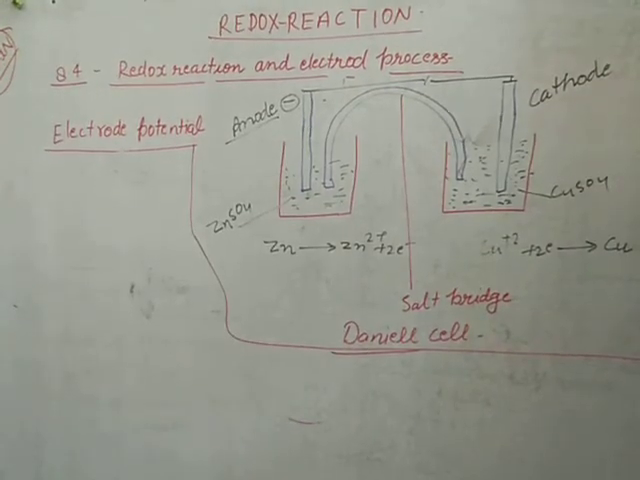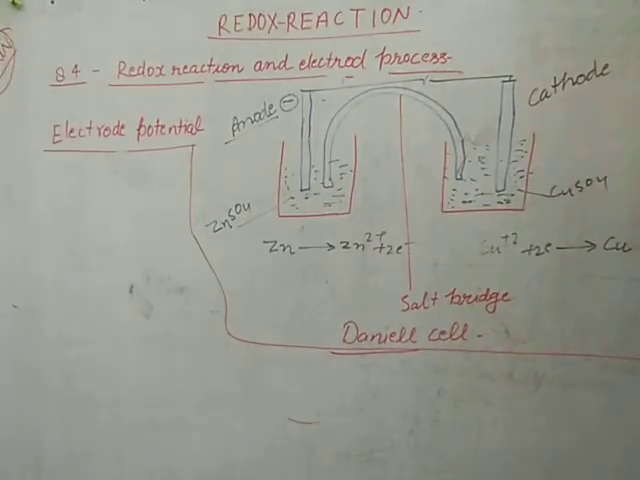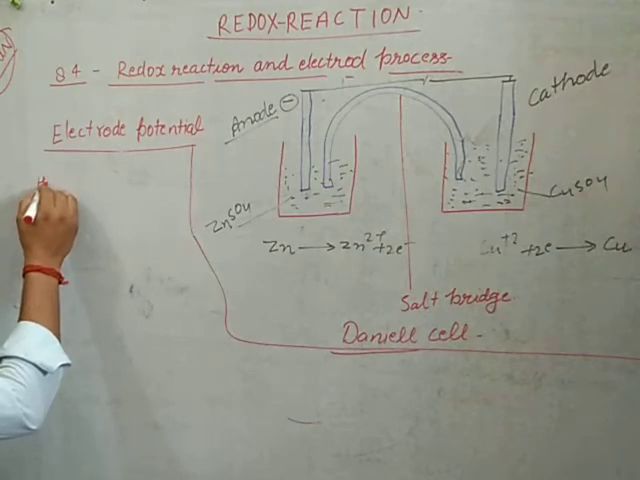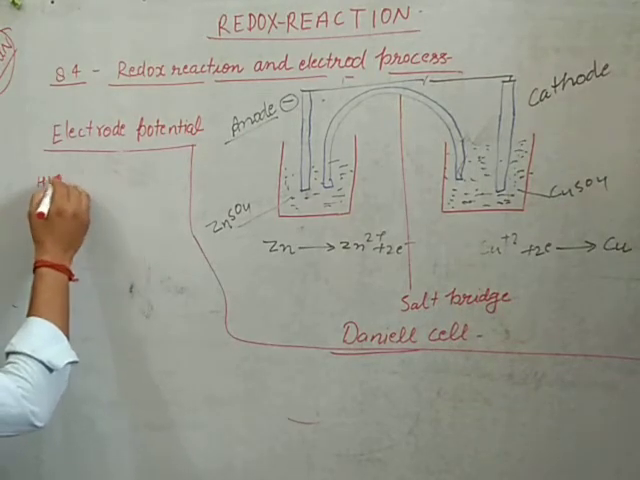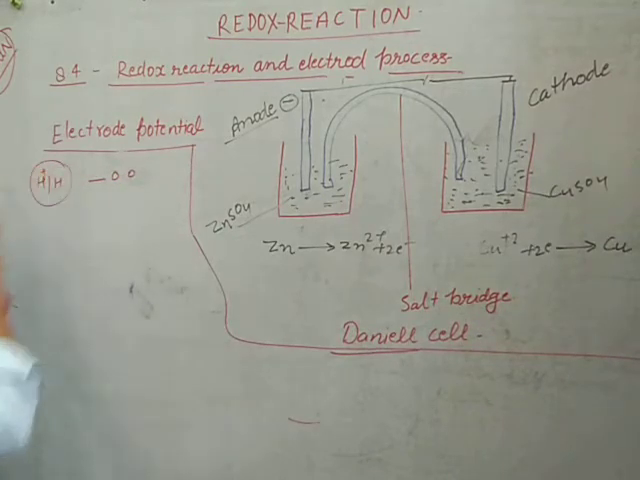we have discussed electrode potential and standard electrode potential. So what is the use of standard electrode potential? The standard electrode potential of hydrogen is 0. And this also gives us information for other purposes.